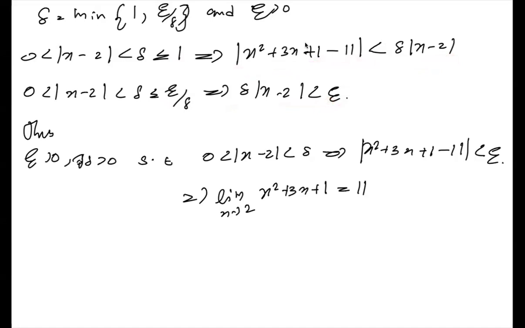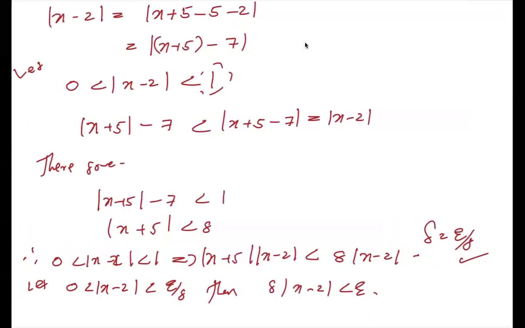To do that, we pick the minimum of these 2, because if the absolute value of x minus 2 is less than that minimum value, it's automatically less than 1, and it's automatically less than epsilon over 8. That's why I pick the minimum value, because in the rough work we considered 1 separately and epsilon over 8 separately, to move forward from this inequality.